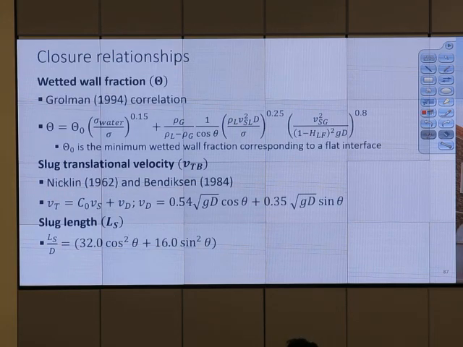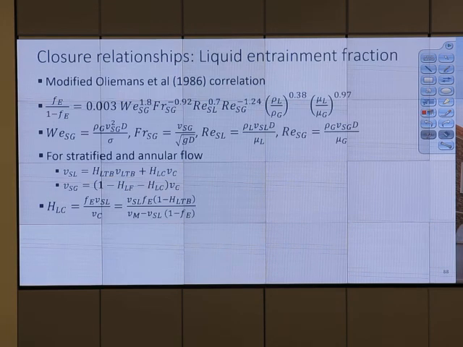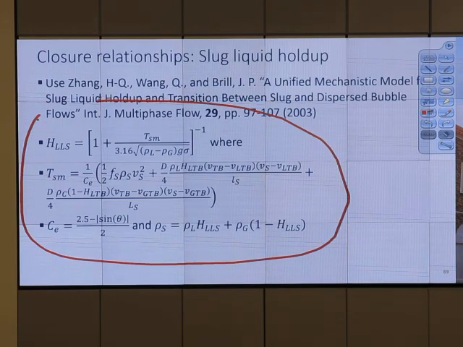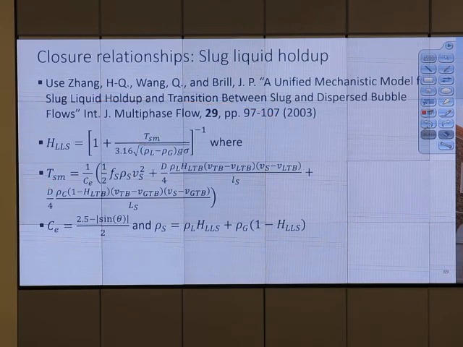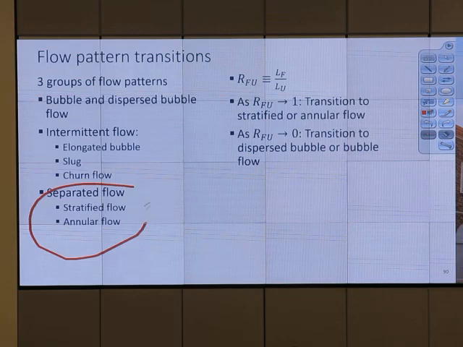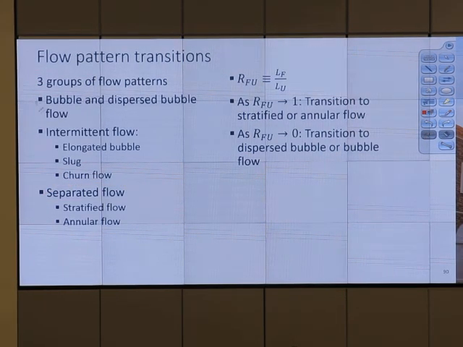Alright, so they give us several closure relationships that are used with that model. Ullman, modified Ullman for F sub E, okay, and HLLS. This is a formula for HLLS, but it's just different from what we have seen earlier. And for flow pattern, they categorize it into three groups: intermittent flow, everything together, elongated bubble, slug flow; separate flow, stratified, annular; and bubble flow.